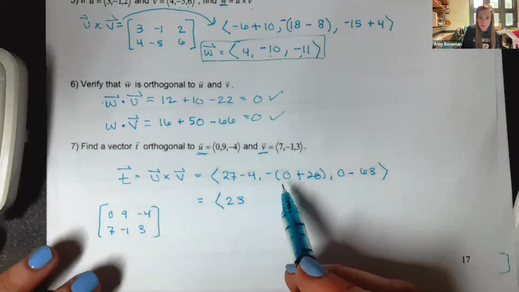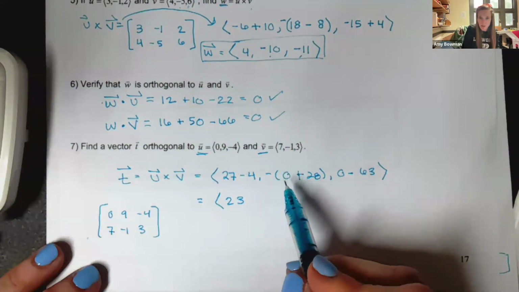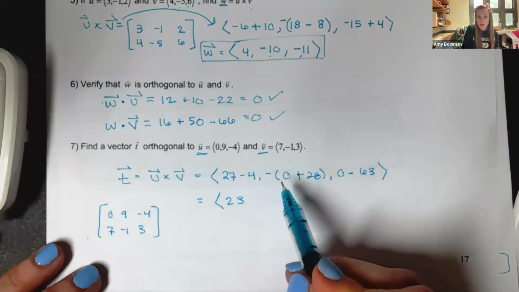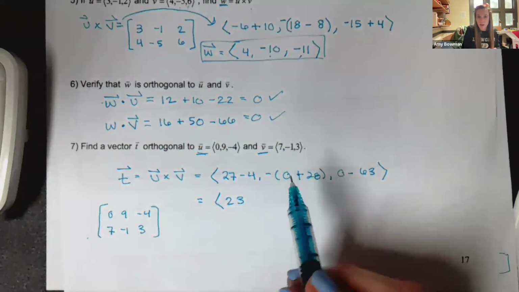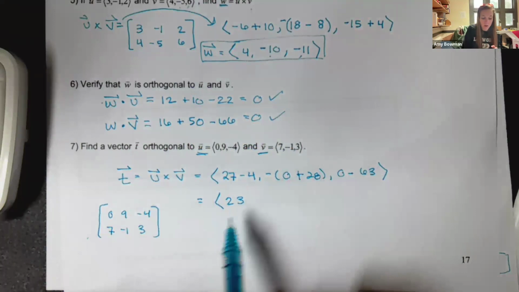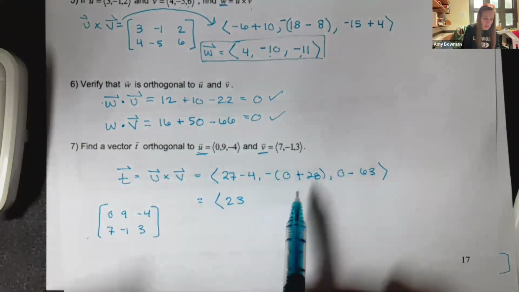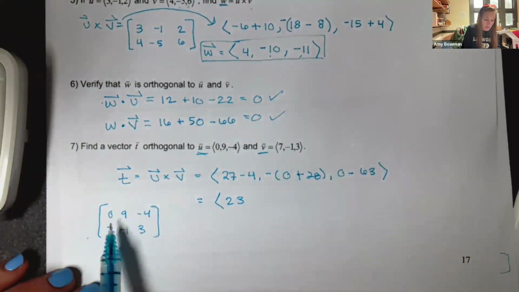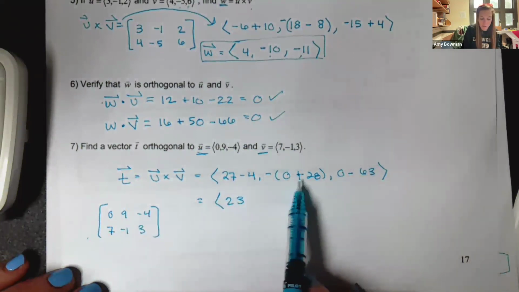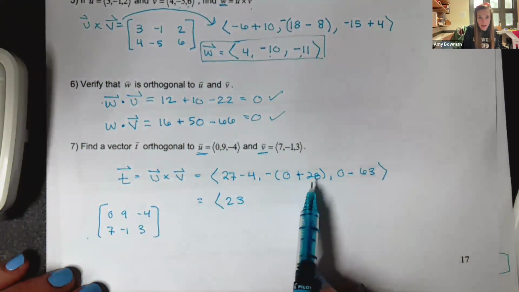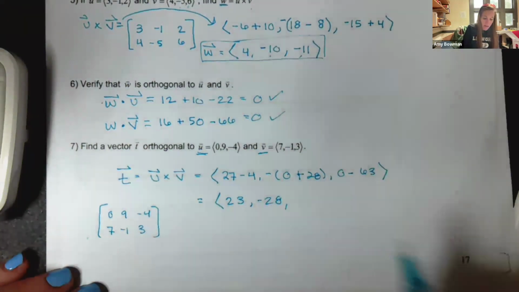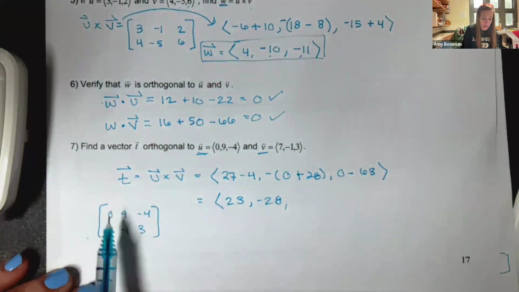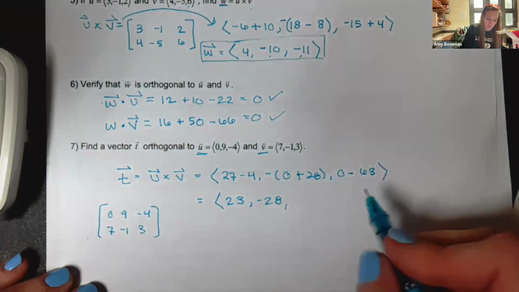Then don't forget, and sometimes I just start by doing this for the second entry, putting a negative and a parenthesis out front right away, just to remind myself that whatever I get from the operations in the middle component, I negate it. So covering up the middle column, you would get 0 times 3 minus negative 28. So 0 plus 28, but then you negate it. So it ends up being negative 28. And then the last one, you would end up getting 0 minus 63.